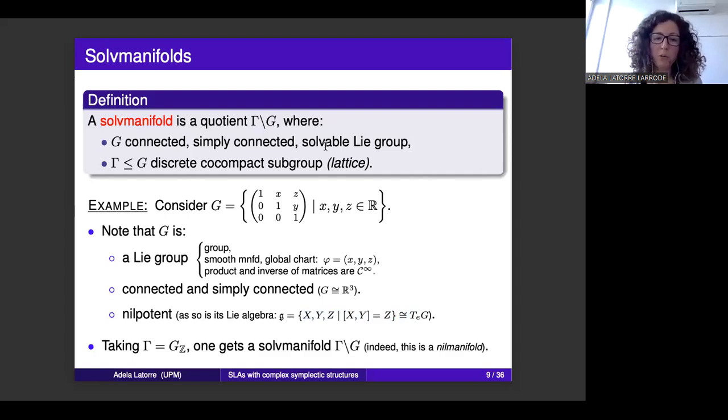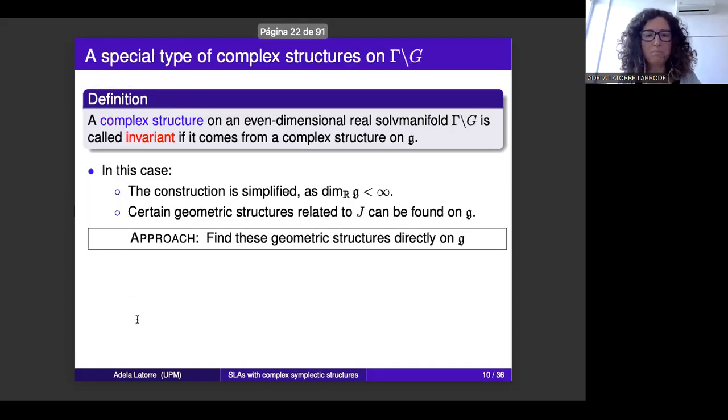So to define a compact quotient, we simply take the same set, but with these three entries in Z instead of in R. And then this quotient gives us a solvmanifold, which is indeed a nilmanifold because the group is nilpotent. Okay. So what's good about solvmanifolds is that obviously we can consider the space of smooth vector fields on these solvmanifolds and construct their complex structures. But this is usually difficult, as I said before.